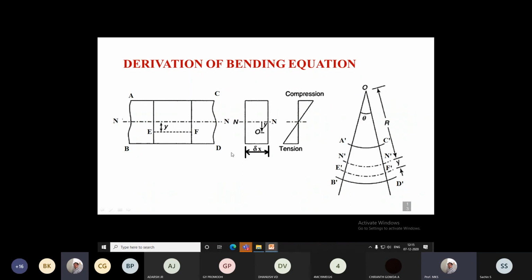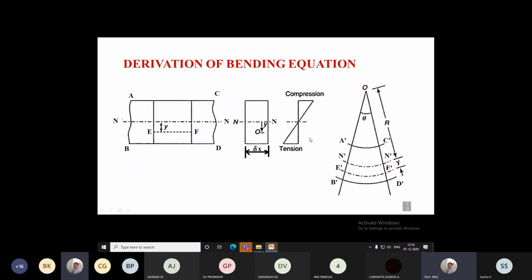So we have considered a beam ABCD, with NN as the neutral axis. To derive this, we have considered a small portion. This rectangular portion, what the line is indicating, is a small portion of elemental length EF. This elemental length EF is of width delta x, and it is at a distance y from the neutral axis. Okay, this is before applying the force.